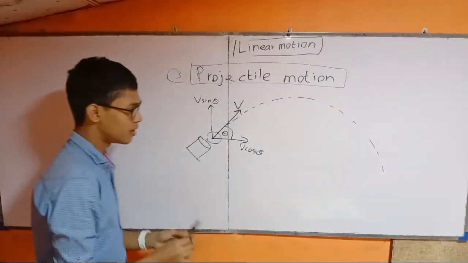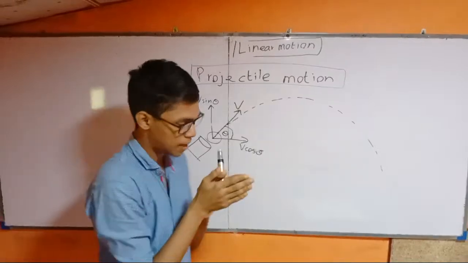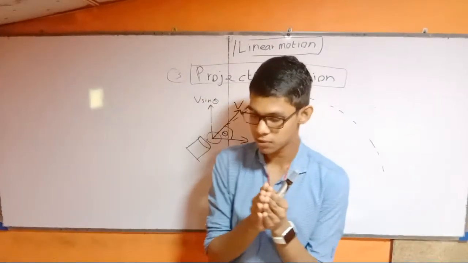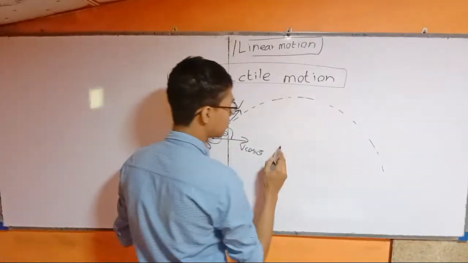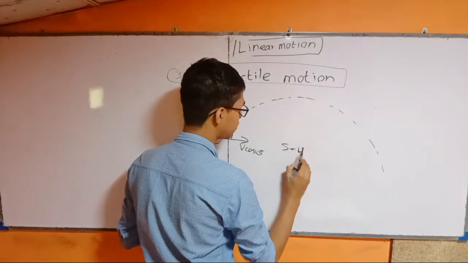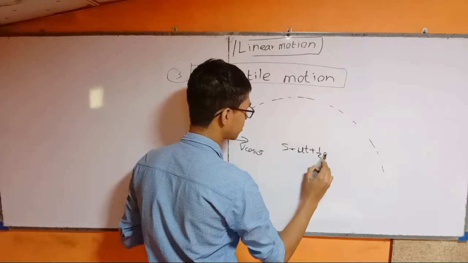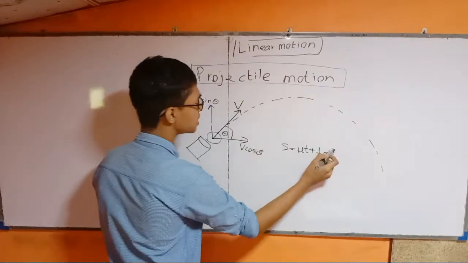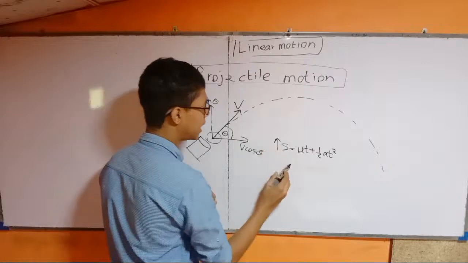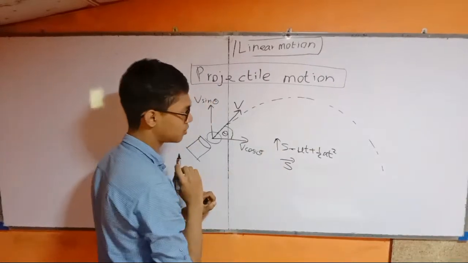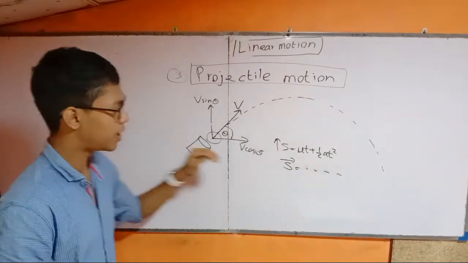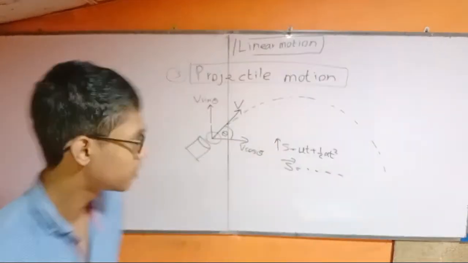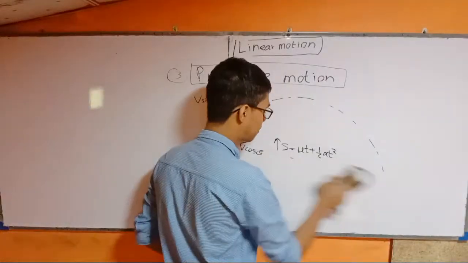Now equations of motion can be applied linearly. What does that mean, linearly? Linearly means we can apply s equal ut plus half at square for this projectile upward and in this direction. Then you can apply it to this direction and to upward. So I will apply first to upward.